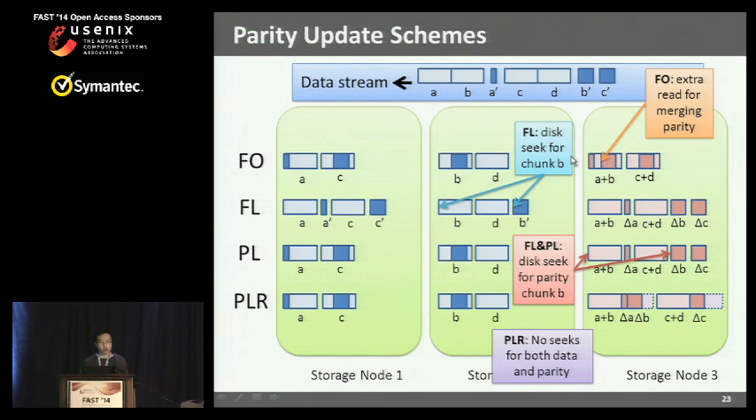So if you compare all these four schemes, you see that fully overwrite will introduce an extra read for merging the parity when you do the update. Fully logging doesn't have the update problem, but when you do the read, you need to read the chunks, and also when you do the recovery, you also need to read the parities. And for both FL and PL, this is when you read the parity chunks. And in our case, we don't have this seek problem. So this is the main idea. But of course, there's some trade-off because right now you reserve some space. So we will see later how we manage this space.